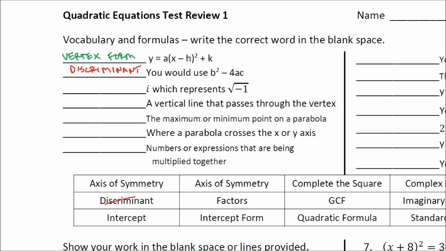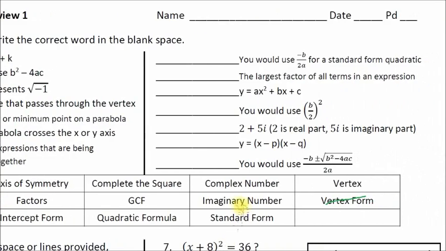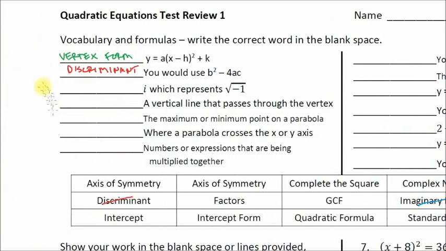Okay, next one, i, which represents the square root of -1. If I look through our options here, I see I have imaginary number. We know that i represents an imaginary number. I'll just abbreviate that imaginary number.